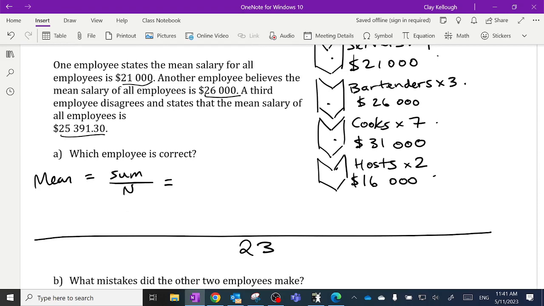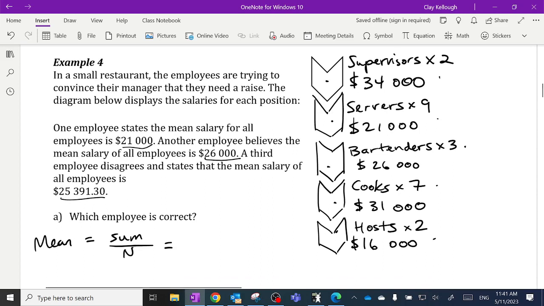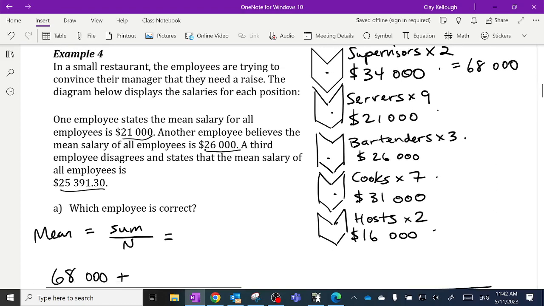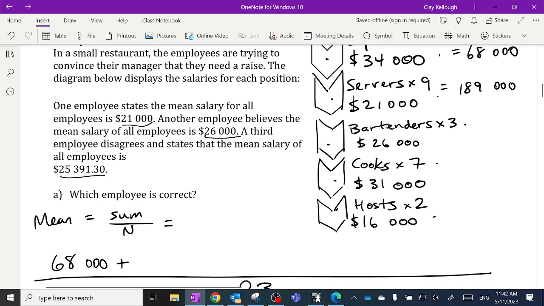Why don't I make my life easier and figure out the sum of the 2 supervisors? Take your calculator and go, what is 2 times 34,000? You know what? I probably don't need a calculator for that. That's $68,000 paid to the supervisors. So that's my first thing I'm going to add, 68,000. Next, I have 9 servers. Why don't I take 9 times 21,000? That's $189,000 that, if I'm running this restaurant, I've got to pay out to my servers. So I'm going to add 189,000 down here.